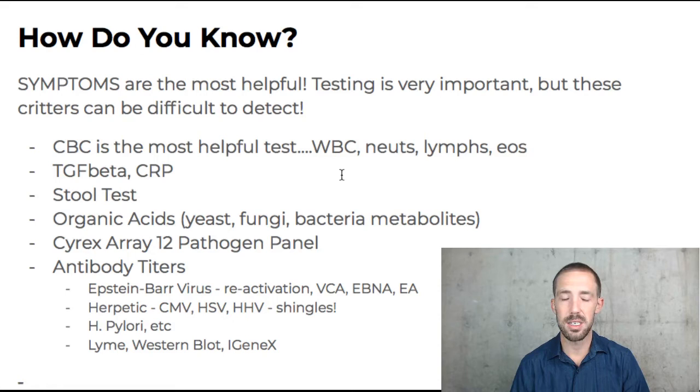Lyme is just vicious and bad. And so there's what's called a Western blot. There's also just a Lyme antibody, Lyme IgG. Then there are also some advanced labs like Igenix, which is basically a Western blot on steroids, with different bands of the Lyme and different proteins of Borrelia and different Lyme subspecies, and different things that are possible to see with Lyme disease. So there's a ton of that.